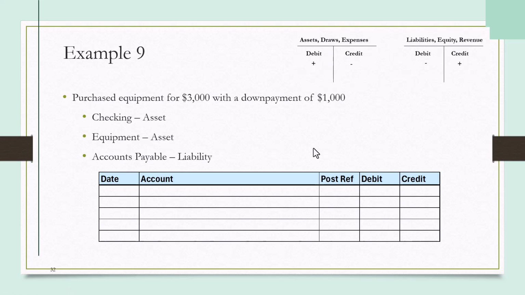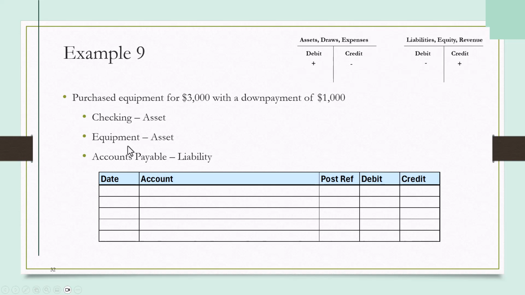In this example, they purchased equipment. The equipment cost $3,000, but they made a down payment of $1,000. And I'm just going to assume the checking account since that's what we've been using in this whole video. So the $1,000 would come from the checking account. The checking account is an asset. And when you subtract from an asset, because you would be subtracting from checking if they were paying for something, that would be your credit.